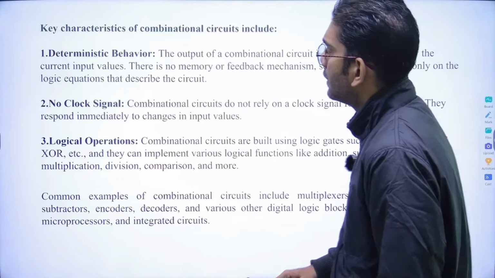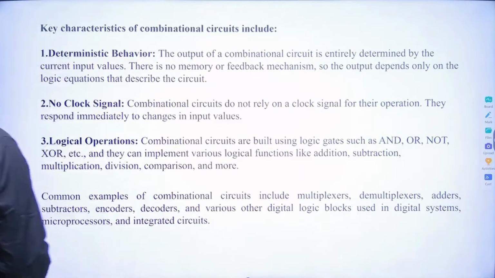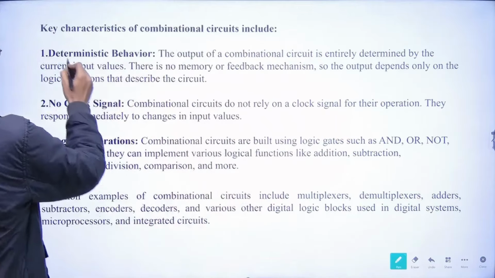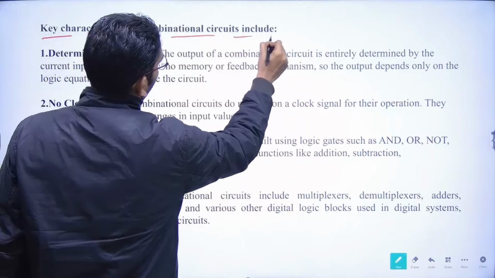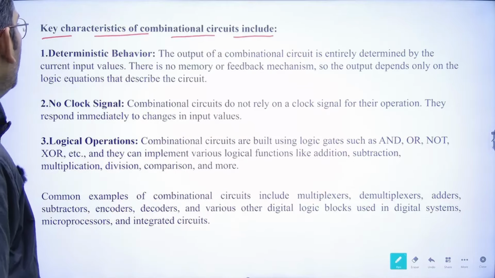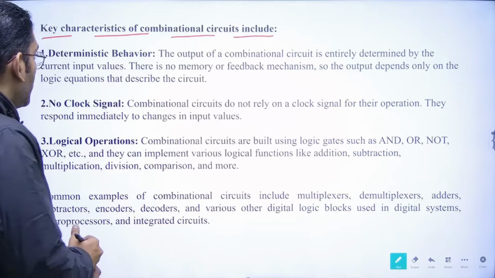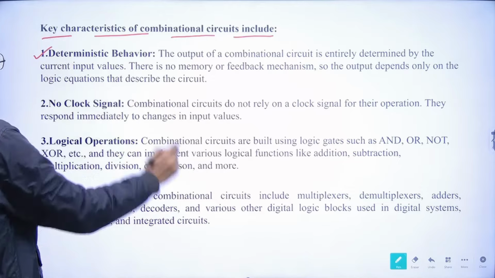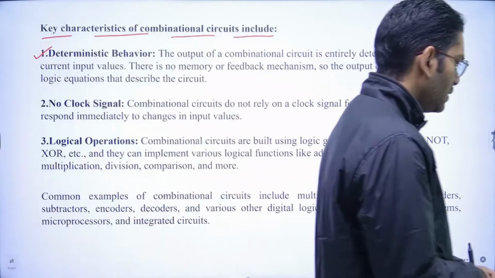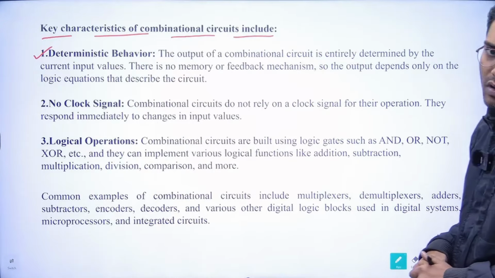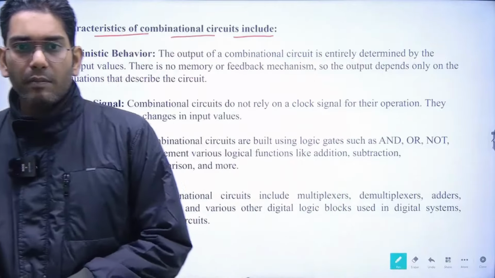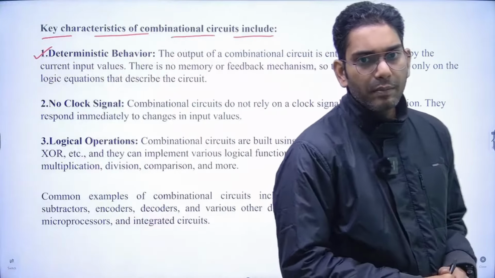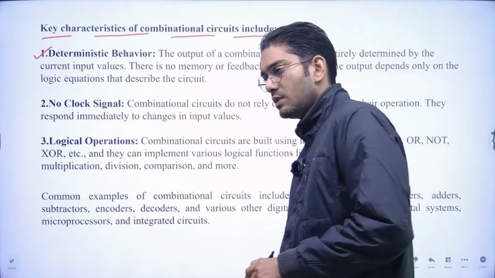Now next, coming to the key characteristics of the combinational circuits. I have introduced three basic key characteristics, and the first is deterministic behavior. Deterministic behavior basically means the output of a combinational circuit is entirely determined by the current input values. There is no memory or feedback mechanism, so the output depends only on the logic equations that describe the circuit.